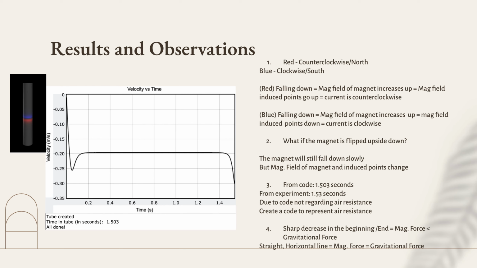The result from code is shorter than the time from experiment due to not regarding air resistance, and there should be a part in code which takes air resistance into account to make the result more realistic. Lastly, the sharp decrease in the beginning and at the end explains the time where magnetic force is less than the gravitational force, and the straight lines indicate that those two forces are balanced out.